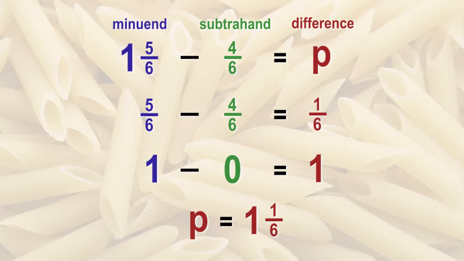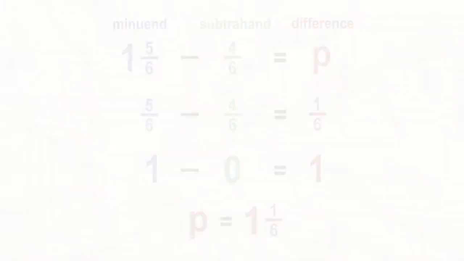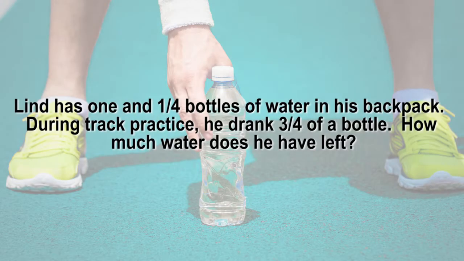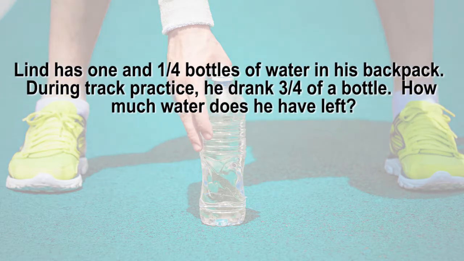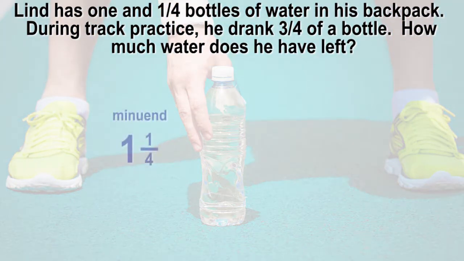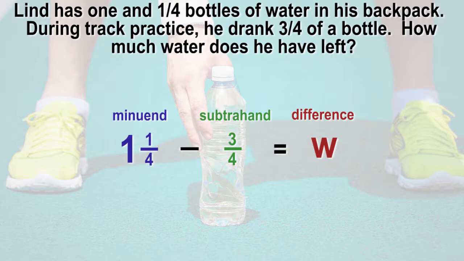Let's look at another problem where the subtrahend has a larger fractional piece than the minuend. Lynn has 1 1/4 bottles of water in his backpack. During track practice, he drank 3/4 of a bottle. How much water does he have left? The equation to represent this problem would be 1 1/4 bottles of water he started with, minus the 3/4 of a bottle he drank, equals W, the amount of water still left.